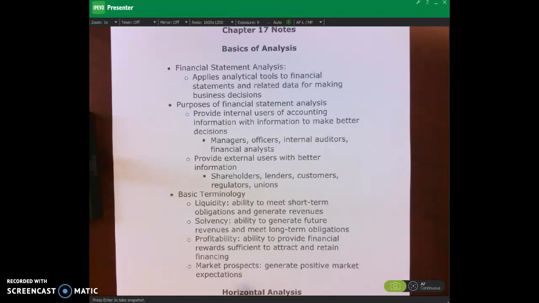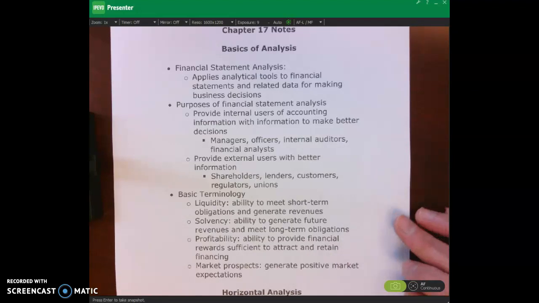And then also we have the idea of market prospects, the ability to generate positive market expectations. We might be thinking about a ratio that would fall along these lines called the PE ratio, the price to earnings ratio. So when we talk about ratios in more detail throughout the lecture videos for this chapter, we'll divide our ratios in terms of liquidity, solvency, and profitability, and also market prospects.